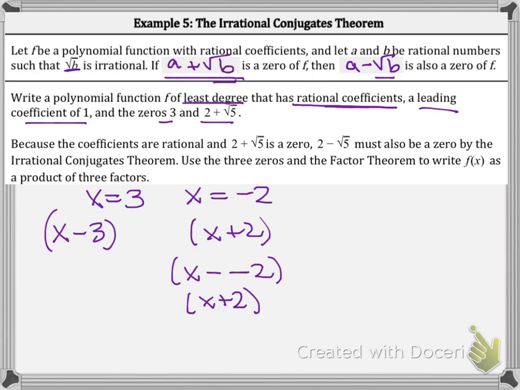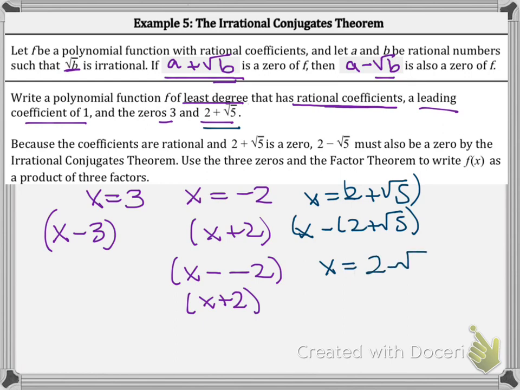Now the reason I bring that up is because if you see, for example, x equals 2 plus root 5, how do I write that in factored form? Okay, so it's just this term. So what that would be is x minus the quantity 2 plus root 5. Then if we had x equals 2 minus root 5 as a solution, it's the same thing: x minus the quantity 2 minus root 5.